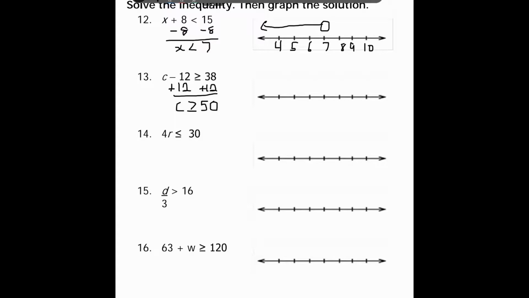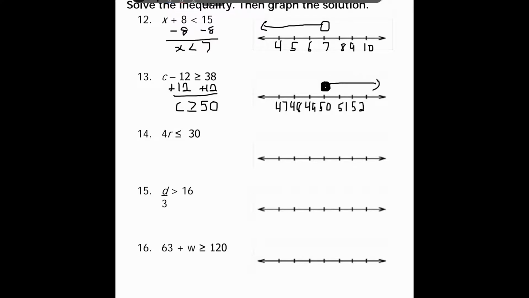And now to graph it, I'm going to put 50 right in the middle. 51, 52, 49, 48, 47. Going to put a nice open circle above 50, and realize it's greater than or equal to, so that circle must be filled in, and an arrow pointing to the right.